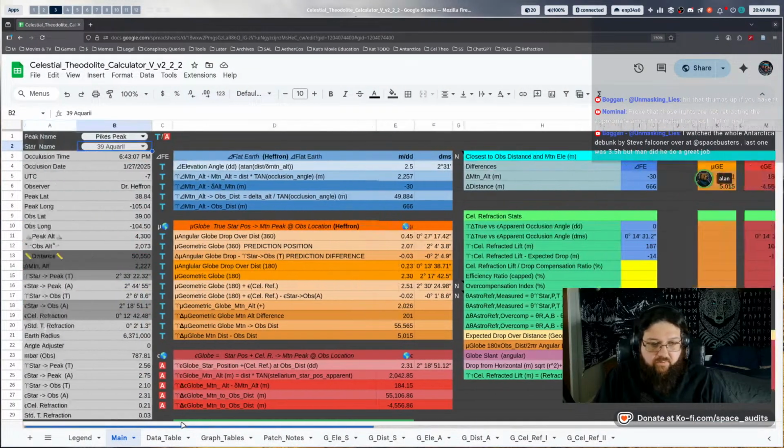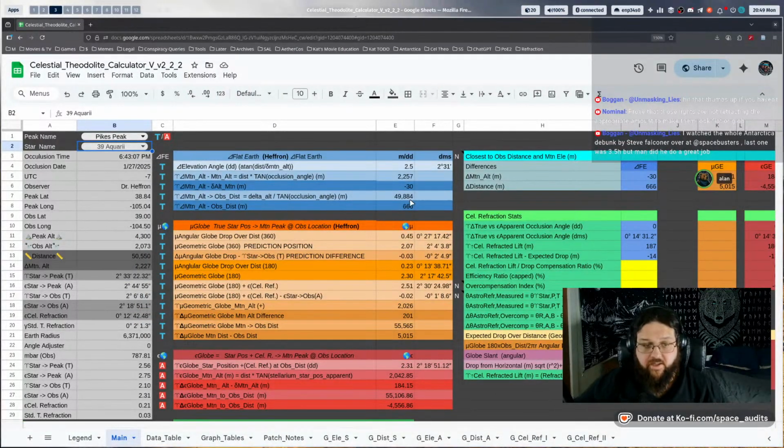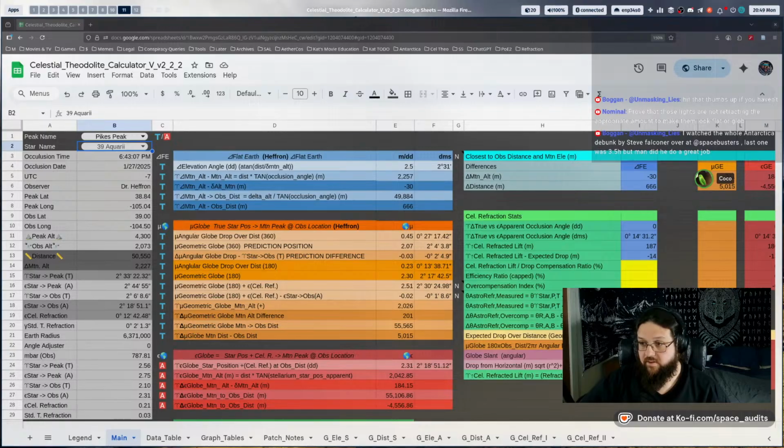So when we go to derive elevations and distances based off of the occlusion angle and one of the other known factors, either being the distance or the occlusion.